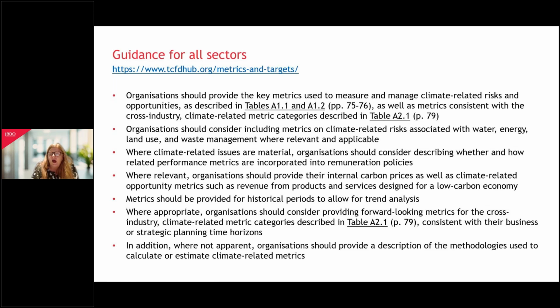A high level principle is that metrics should be provided for historical periods as well to allow for a trend analysis. Just looking at the current year or even the current year and the comparative year, maybe not that useful. So can we look at it over a period of time on a nice graph? And then also provide forward-looking metrics for the cross-industry and climate-related metric categories. And again, they refer us to a table, which was discussed in previous webinars, but we'll touch on again. And how does that align to our business or strategic planning time horizons?